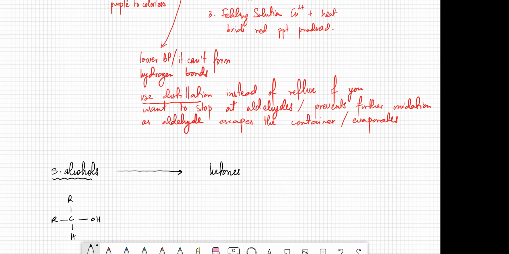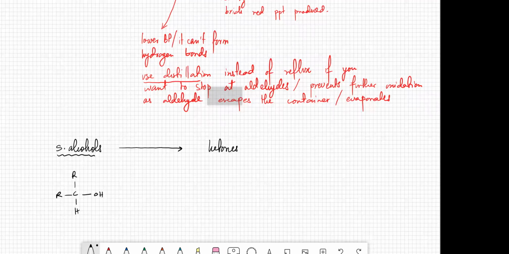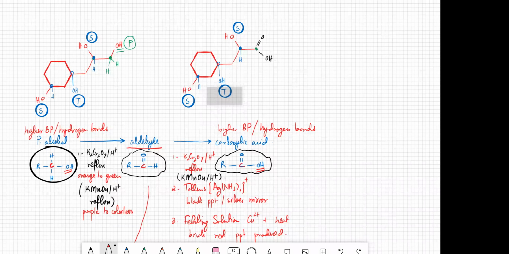It's got two carbon chains. And when it gets oxidized, focus on the carbon over here. This carbon will turn into a ketone. So the carbon chains would be intact, except that this carbon atom over here will turn into a ketone. So it would become C double bond O. That's it.